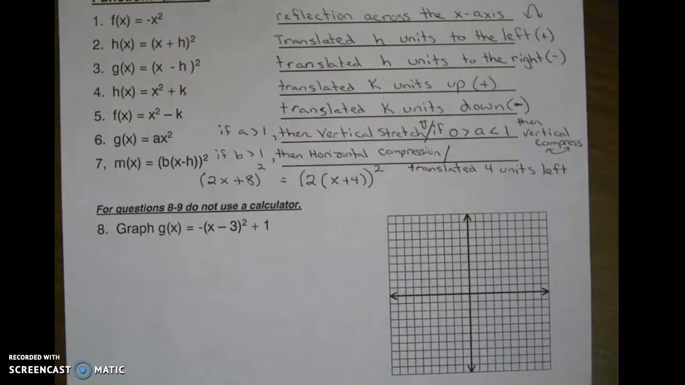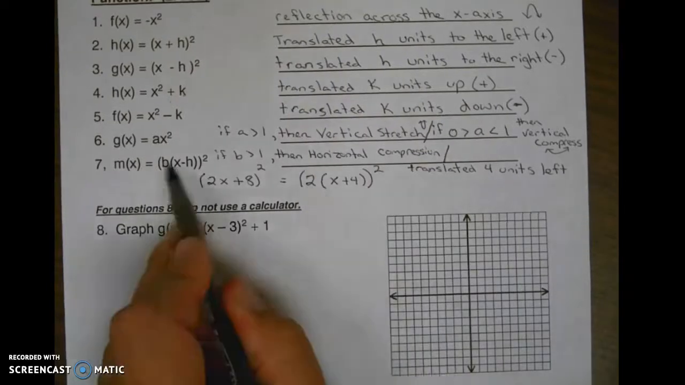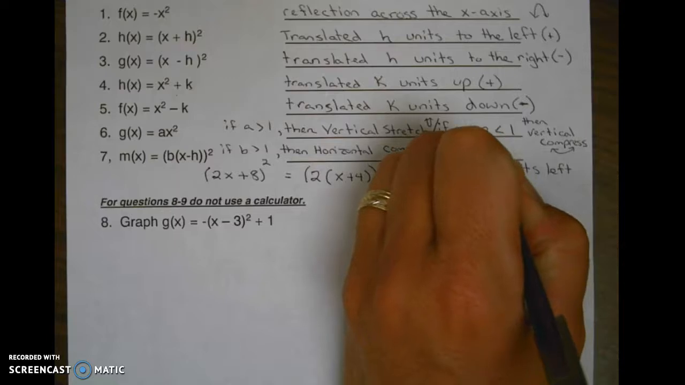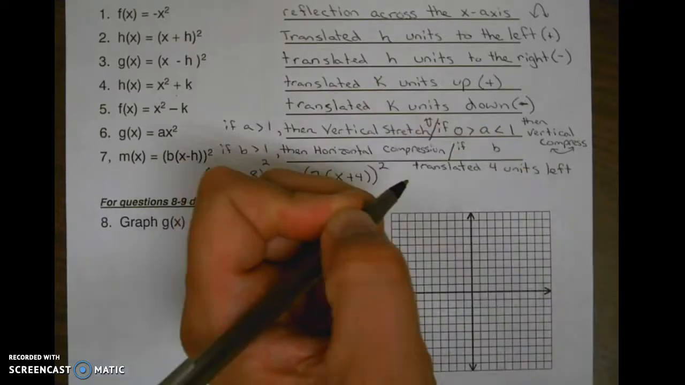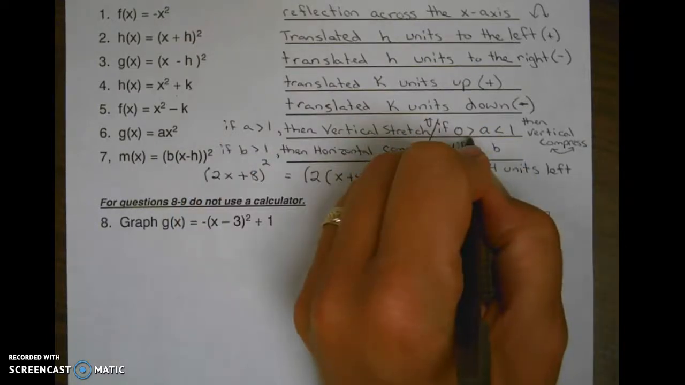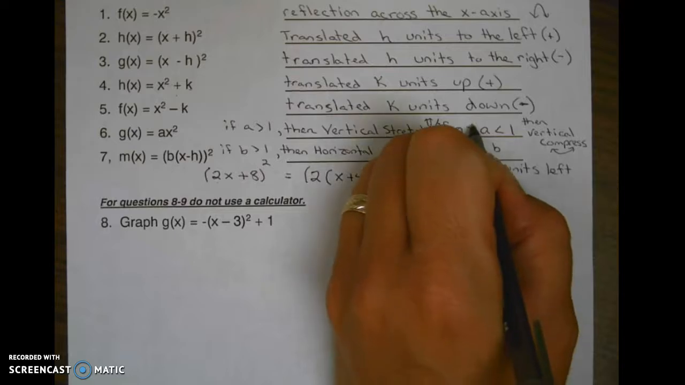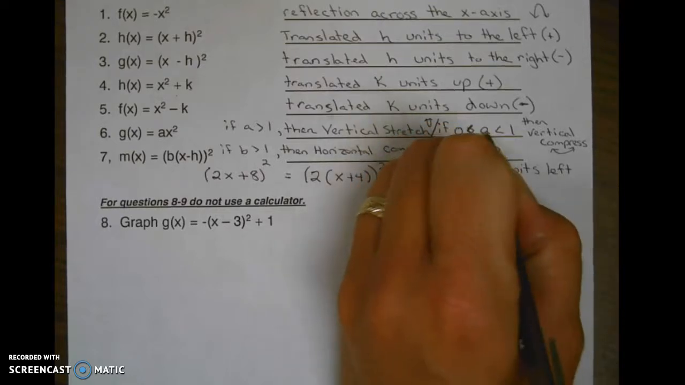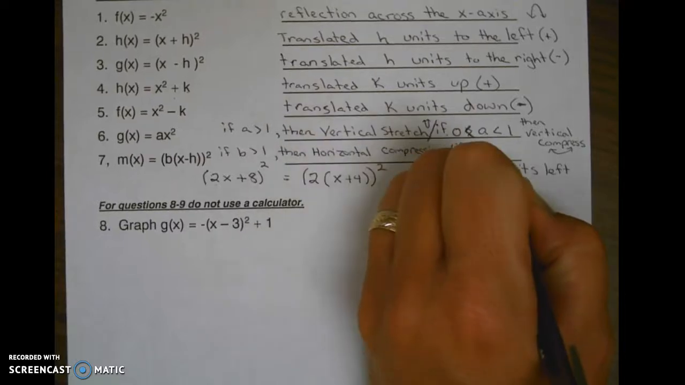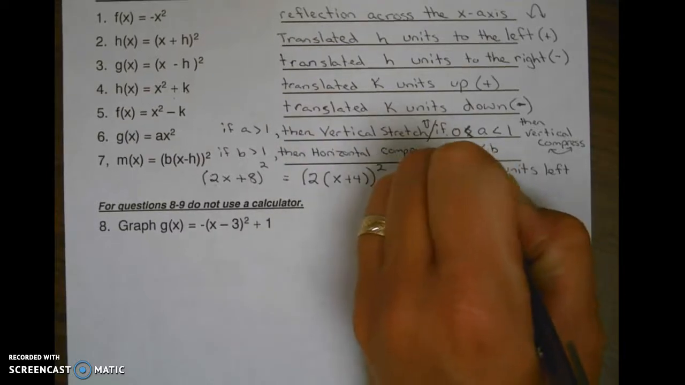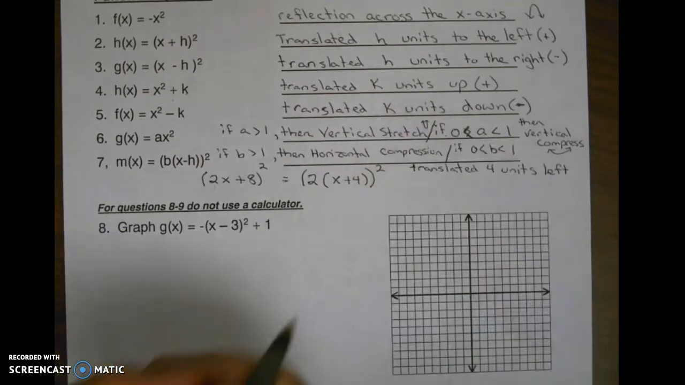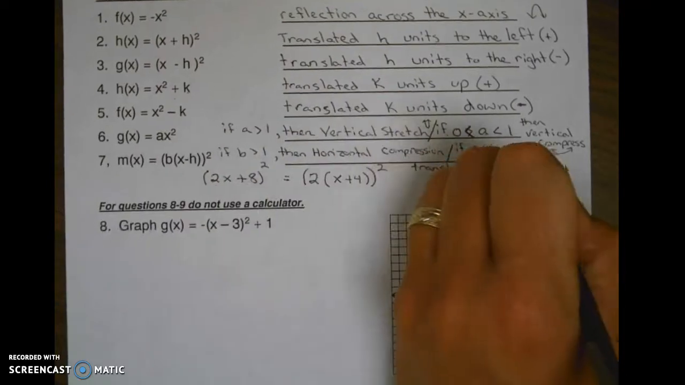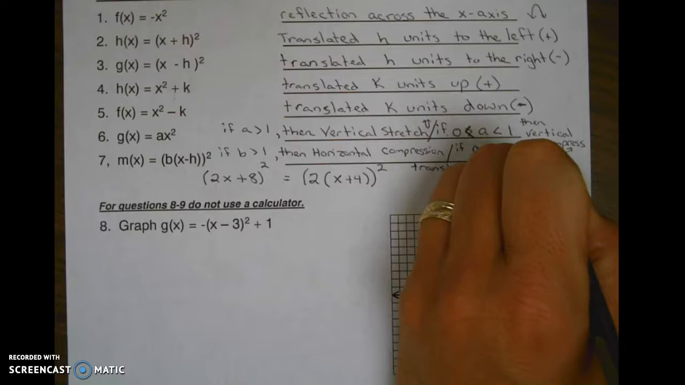The other instance would be if the b value is... I made a mistake up here. I needed to make that greater than 0. Sorry about that. So if b is greater than 0 and less than 1, then we're going to have a horizontal stretch. Running out of room.